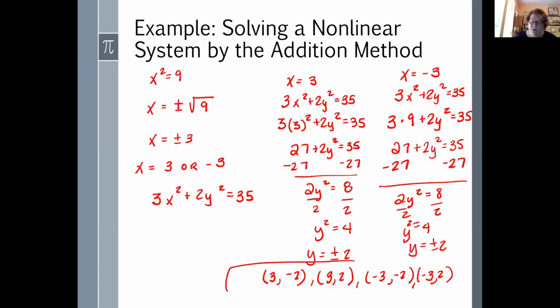So the solution set to this system is a set of 4 ordered pairs. Now you can't graph this on your calculator. You could graph it on Desmos.com if you wanted to take a look at what this looks like, because it is 2 ellipses and they do intersect in 4 different places. They intersect at 3, -2. They intersect at 3, 2. They intersect at -3, -2. And they intersect at -3, +2.